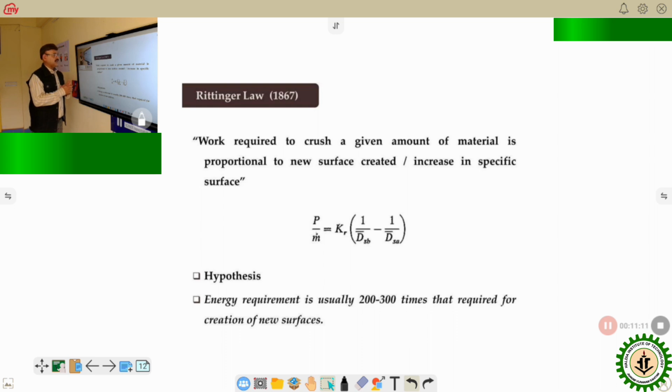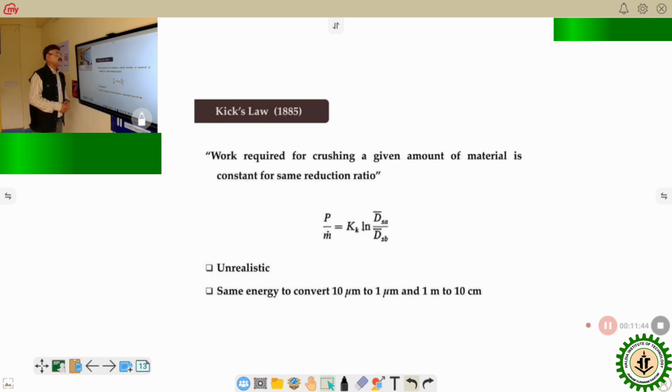But Rittinger's law has some limitations: where the reduction ratio is very high, Rittinger's law is not applicable. The reduction ratio means the size of the product by the size of the feed. If the reduction ratio is very high, Rittinger's law has some limitations. That's why the next law was developed, Kick's law.